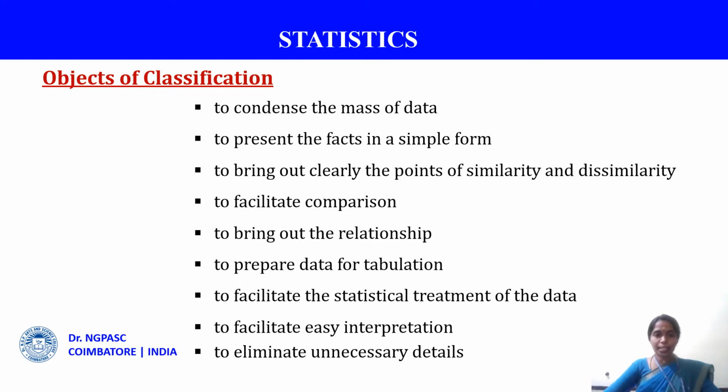Here, some of the points are given. The objects of classification are to condense the mass of data, to present the facts in a simple form, to bring out clearly the points of similarity and dissimilarity, to facilitate comparison, to bring out the relationship between the data, and for preparing tables, to facilitate statistical treatment of the data, then to facilitate easy interpretation, then to eliminate unnecessary details. So these are the objects of classification.